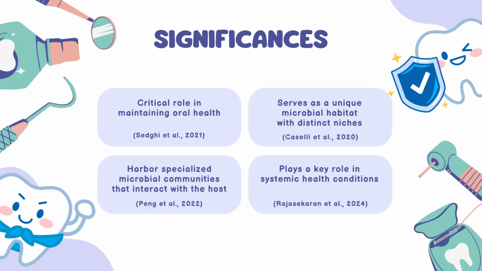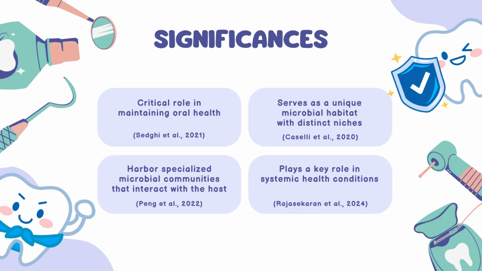First, it plays a critical role in maintaining oral health by creating a balanced ecosystem where beneficial bacteria help protect against harmful pathogens. When this balance is maintained, it prevents conditions like tooth decay and gum disease, maintaining good oral health. Second, the mouth serves as a unique microbial habitat with distinct niches.